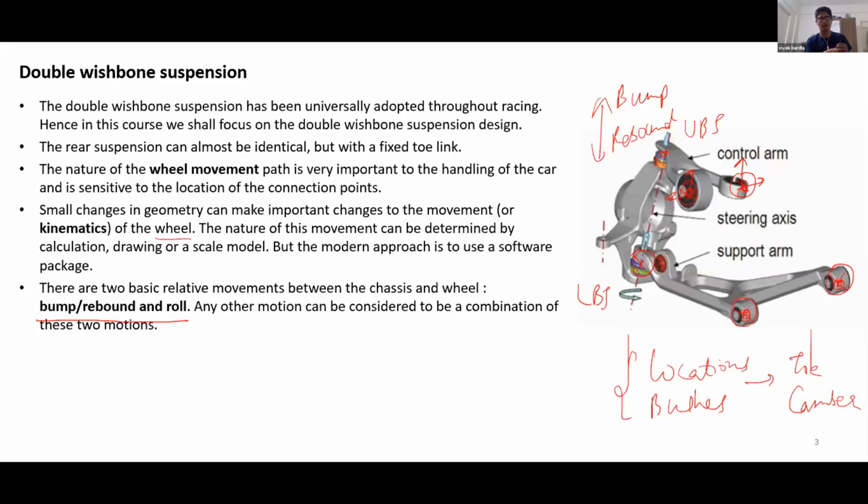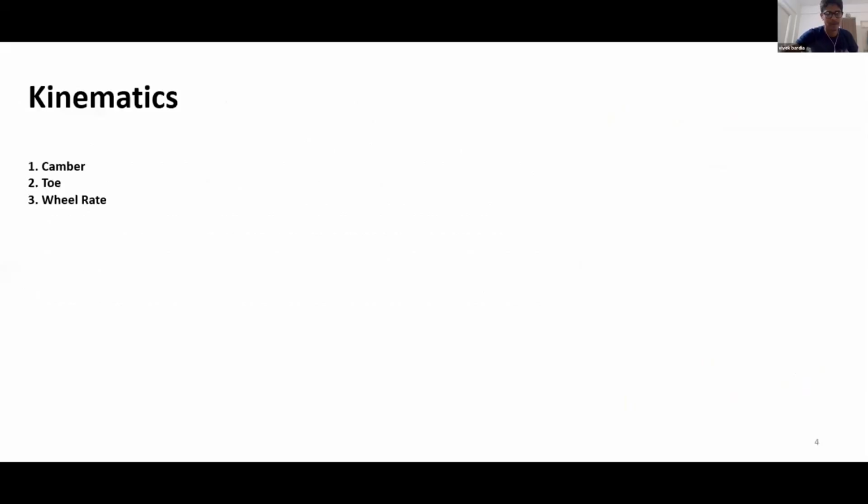So we would like to study the kinematics under bump and roll, right? And if we are able to get the optimum kinematics, basically toe and camber under these two conditions, we would have a great suspension. All right, so let us see how to tune the toe and camber under both the conditions.